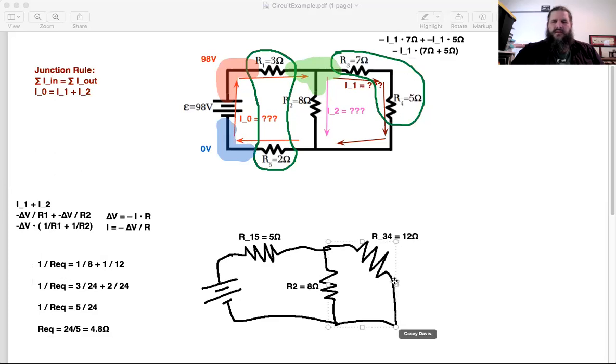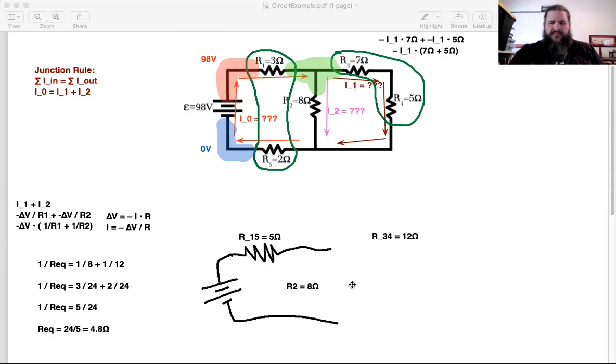So let's combine those together. We'll just treat those as one big 4.8 ohm resistor, and we'll call that R sub 234. So those together act like a 4.8 ohm resistor.